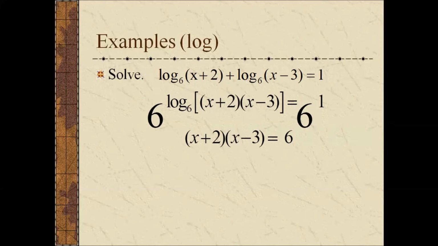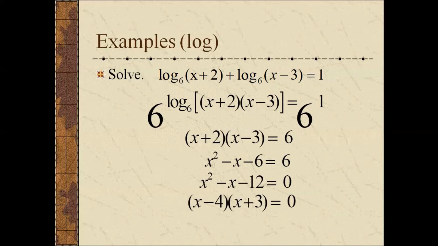Now we have a quadratic to solve. We're going to FOIL the expression on the left to get x squared minus x minus 6. With quadratics, we like to get everything on one side of the equal sign equal to 0. So let's subtract 6 from both sides, giving us x squared minus x minus 12 equal to 0. Can we factor that? Yes. From each of these factors, we get a potential solution. Either x equals 4 or x equals negative 3.